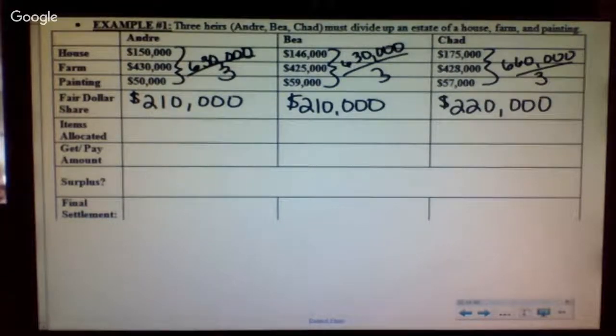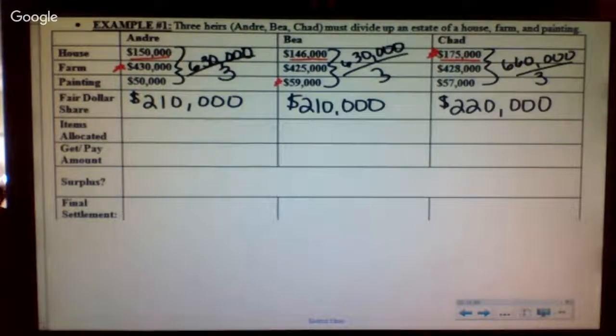Your next step is to see what they're going to walk away with in items. So if you look at all of the bids for the house, who bid the highest? Chad. Chad's going to get the house. Take a look at all of the bids for the farm. Who gets the farm? Andre gets the farm. And who gets the painting?